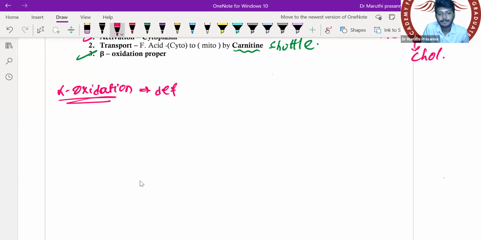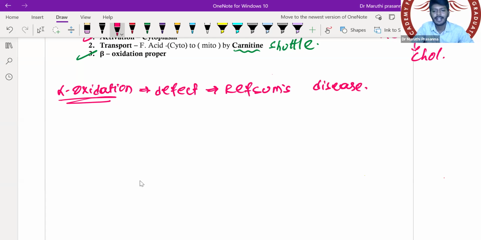If there is a defect of alpha oxidation, it will lead to a disease called Refsum disease. Which disease? Refsum's disease. What is Refsum's disease? It is not a newer disease, but it started to become part of the questions. Refsum's disease occurs as a result of which defect? Defect of alpha oxidation.